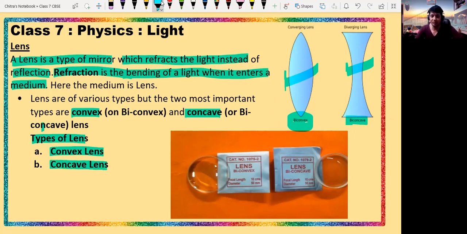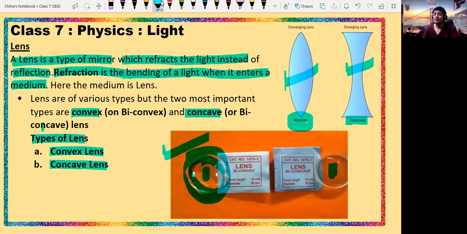This is a very important note that you have to write down in your notebook along with the diagram. Here I have given you the real lens picture. Here you can see this is the biconvex lens or convex lens. A convex lens is generally thick at the center and thinner at the edge. But the concave lens is thinner at the center and thicker at the edge. So let's discuss the convex and concave lens one by one.